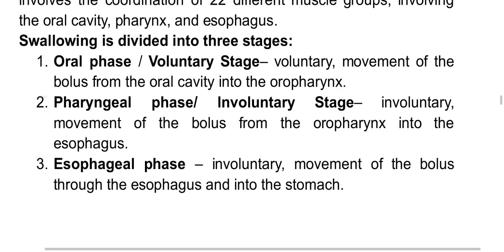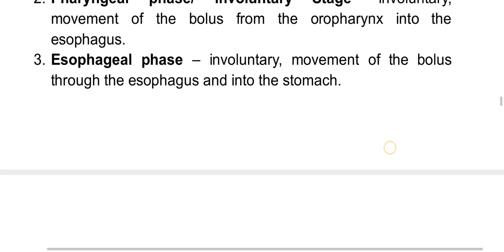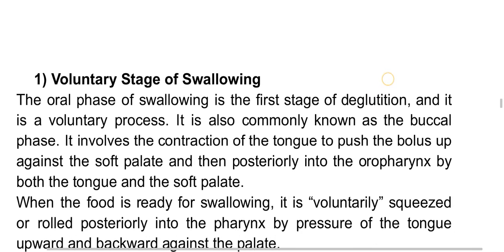esophagus. Swallowing is divided into three stages: the oral phase or voluntary stage, voluntary movement of the bolus from the oral cavity into the oropharynx; the pharyngeal phase or involuntary phase, involuntary movement of the bolus from the oropharynx to the esophagus; and the esophageal phase, involuntary movement of the bolus through the esophagus and into the stomach.